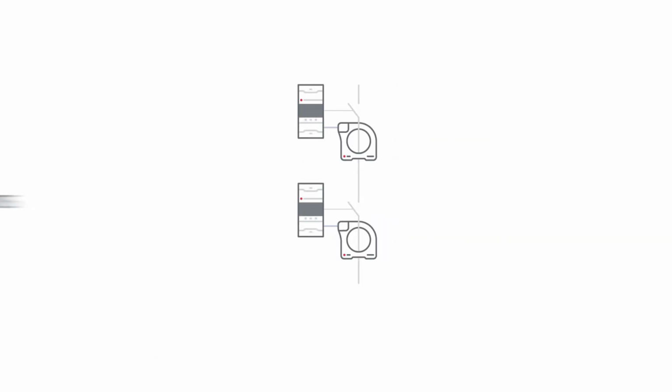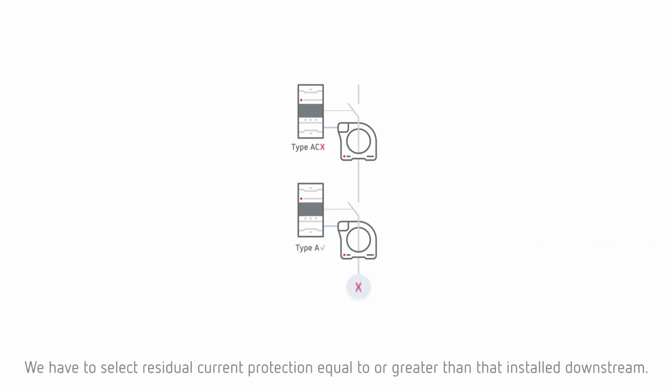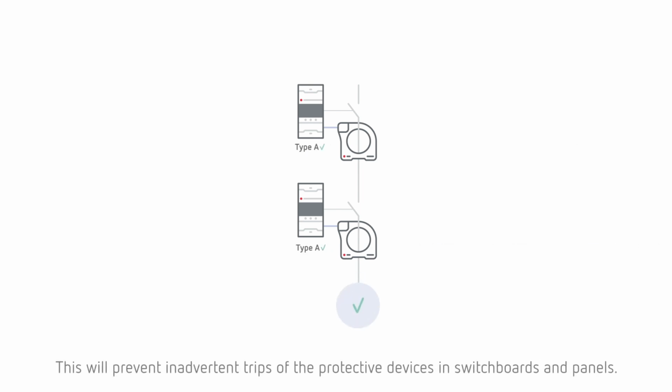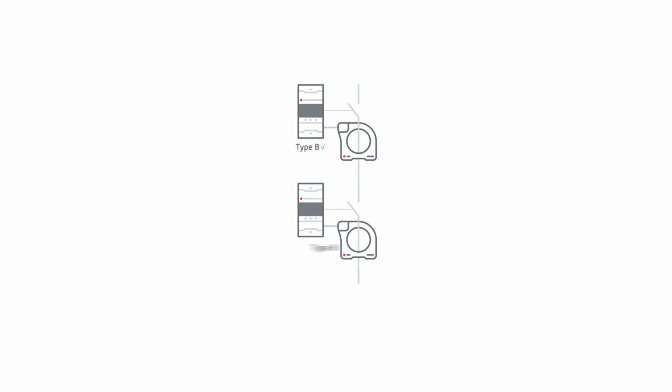Once the type of device is selected based on the load type, it is important to consider vertical selectivity. Anytime a load is protected with a type B device, all other protective devices upstream of it, in distribution boards and the mains panel, must also be type B.